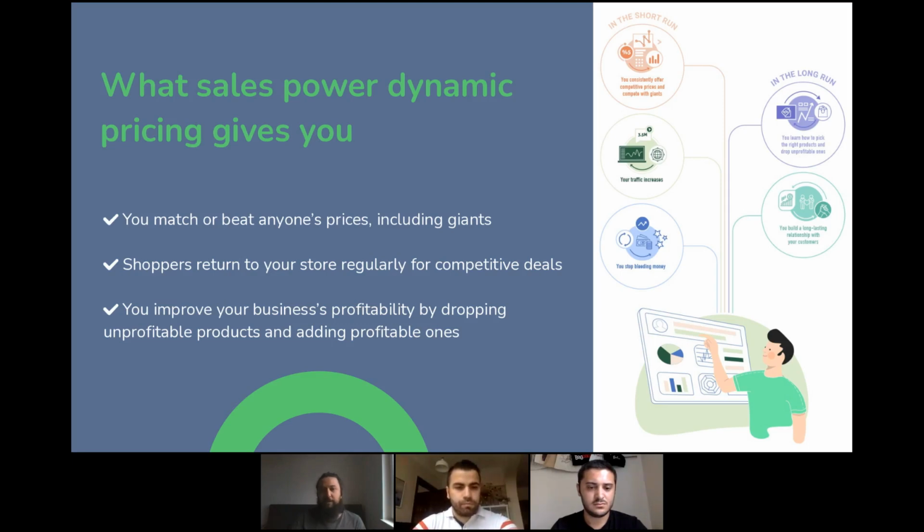And when you think about that, if you are able to give regular promotions or the best price for your customers, shoppers are more likely to return to buy their next need from your store. And by doing so, you improve your business profitability in the long run, and thus are able to expand your business in other areas as well.